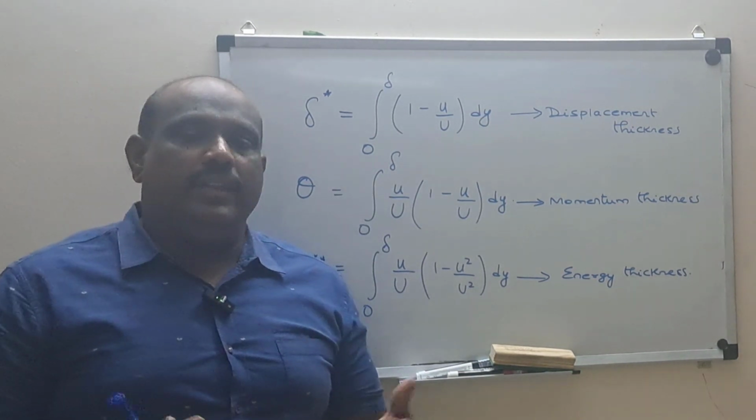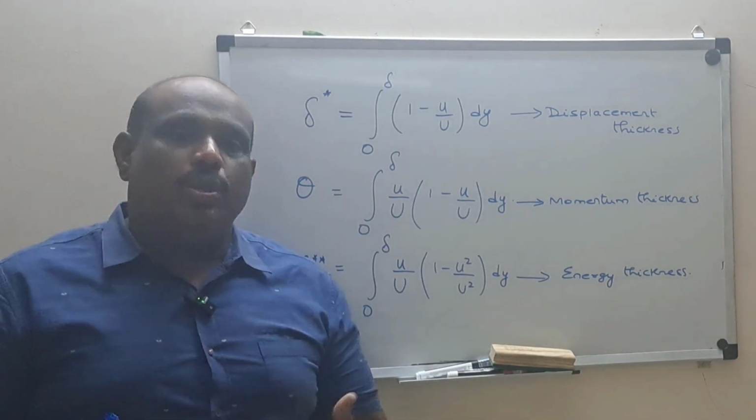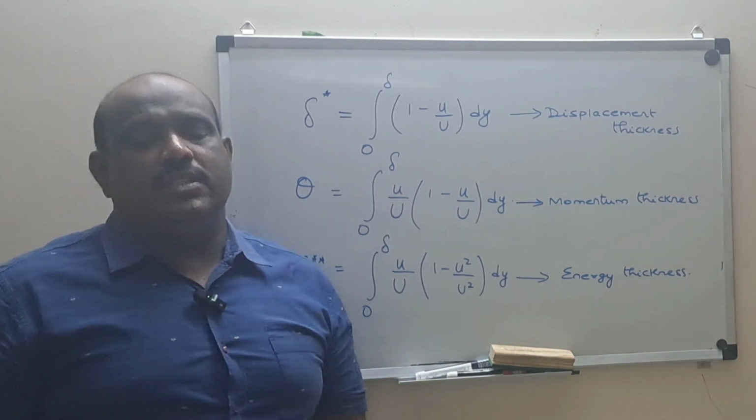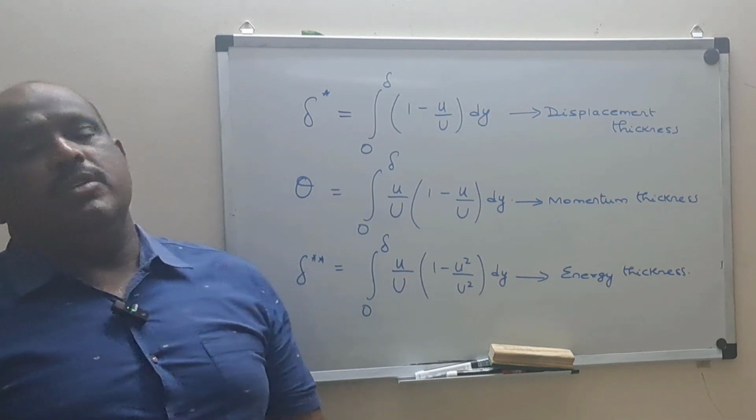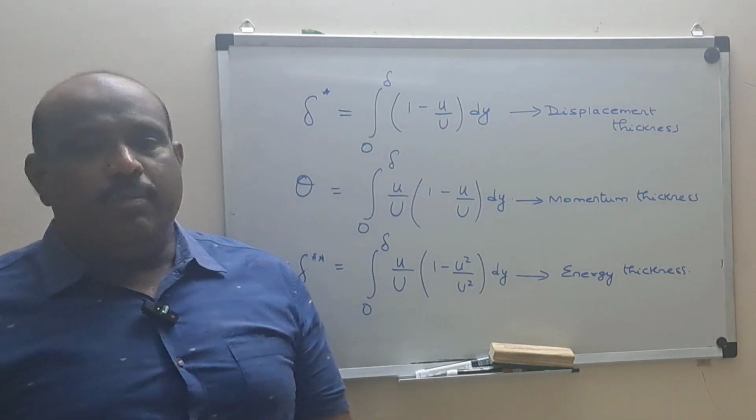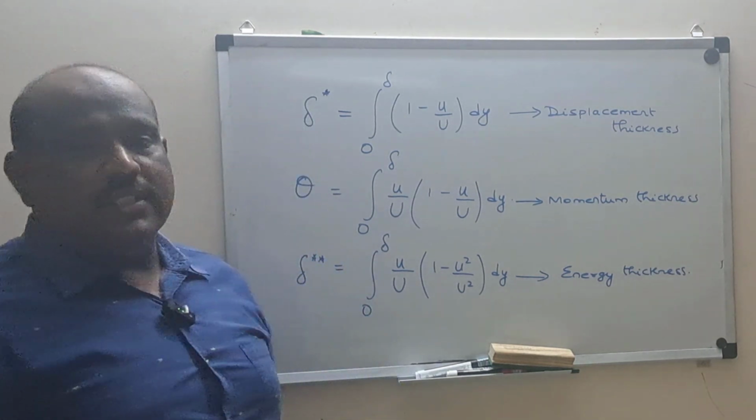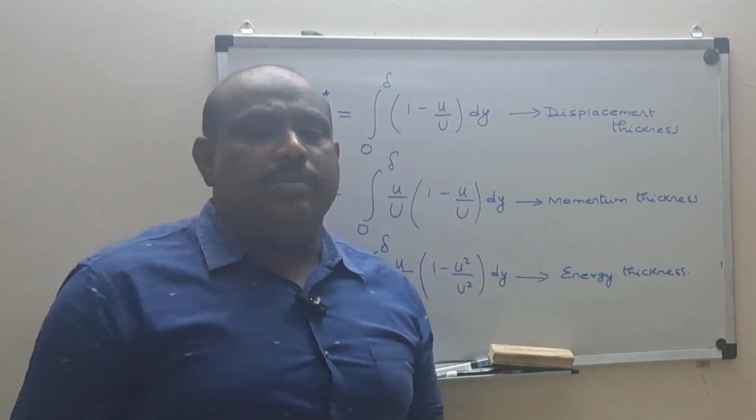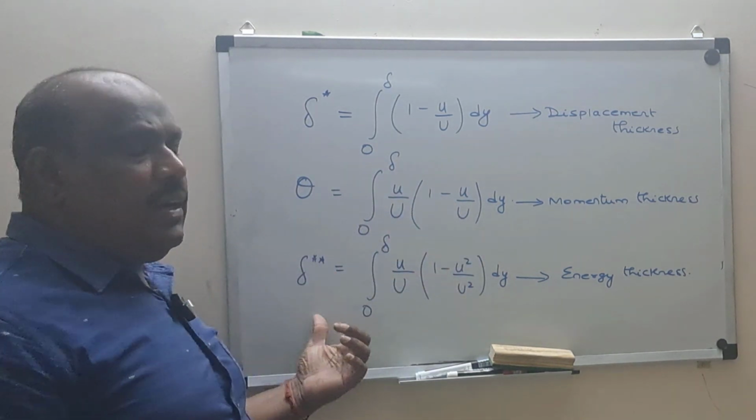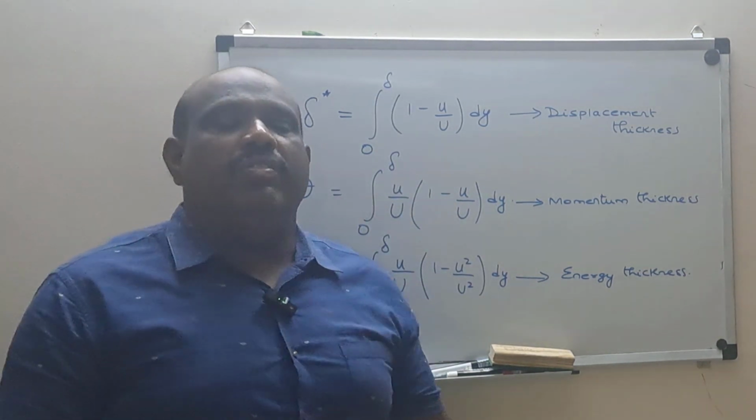So in the exam, they may ask you to derive or express these terms delta star, theta, and delta double star in terms of delta for various velocity profiles. In this section, let us try to establish the relationship between delta star and delta, theta and delta, similarly delta double star and delta for two different velocity profiles.